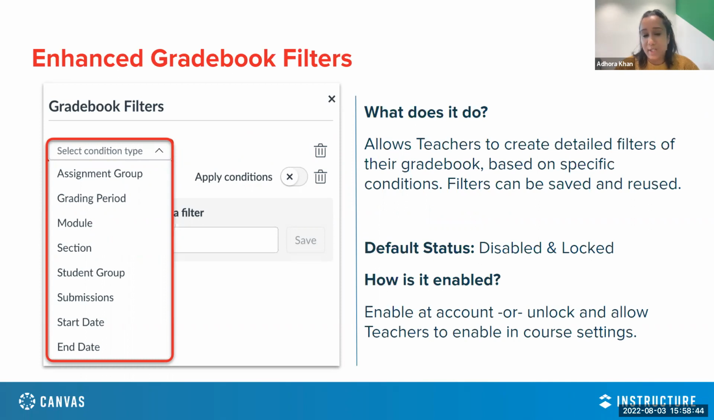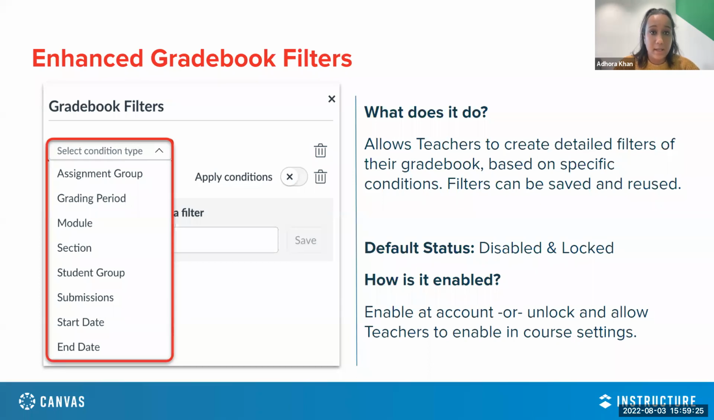So essentially, it allows the teachers the ability to set detailed filters within their gradebook. Once applied, the user can save the filter view for future use, unless they remove that filter. It will always stay there whenever they access the gradebook. You can enable it at the account level, or again, allow teachers to enable it within their course settings as well. Some of the condition types that you can use are highlighted here on the side. So it really does provide that granularity when teachers are using the gradebook itself.